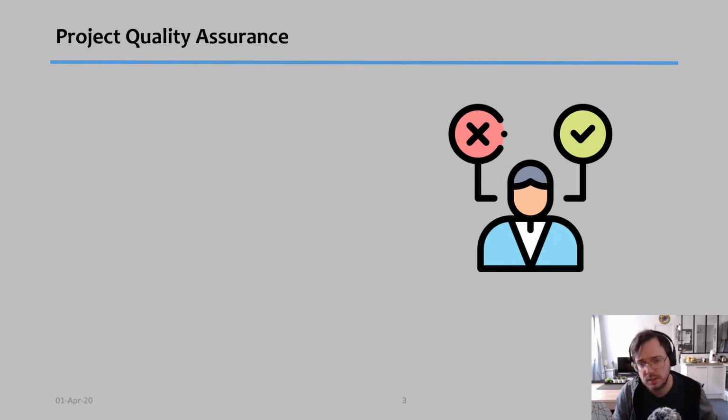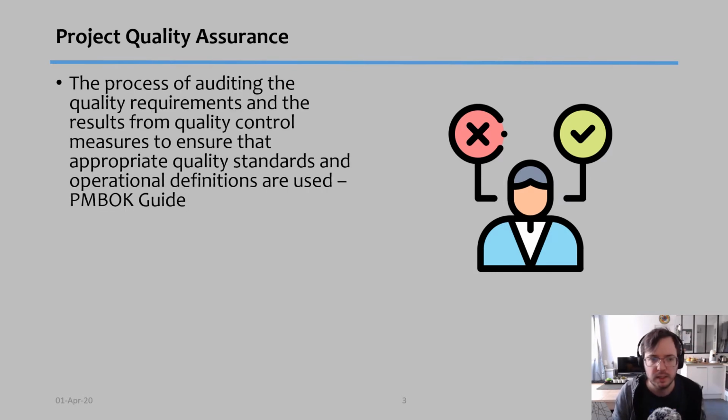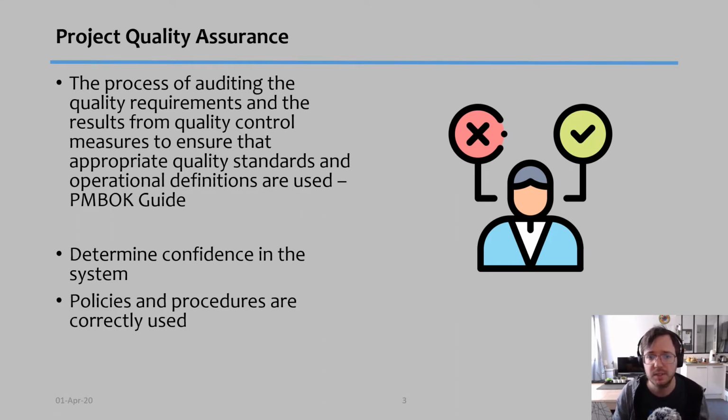Project quality assurance, on the other hand, has more to do with the process of auditing the quality requirements and the results from quality control measures to ensure that appropriate quality standards and operation definitions are used. In other words, it's about the tools that we use to measure that quality. It's about making sure that we are analyzing things the way we should analyze. So we're talking here about determining what is the confidence in the system that we are using, but at the same time, what is the confidence in policies and procedures, and whether they are being correctly used to measure that quality.